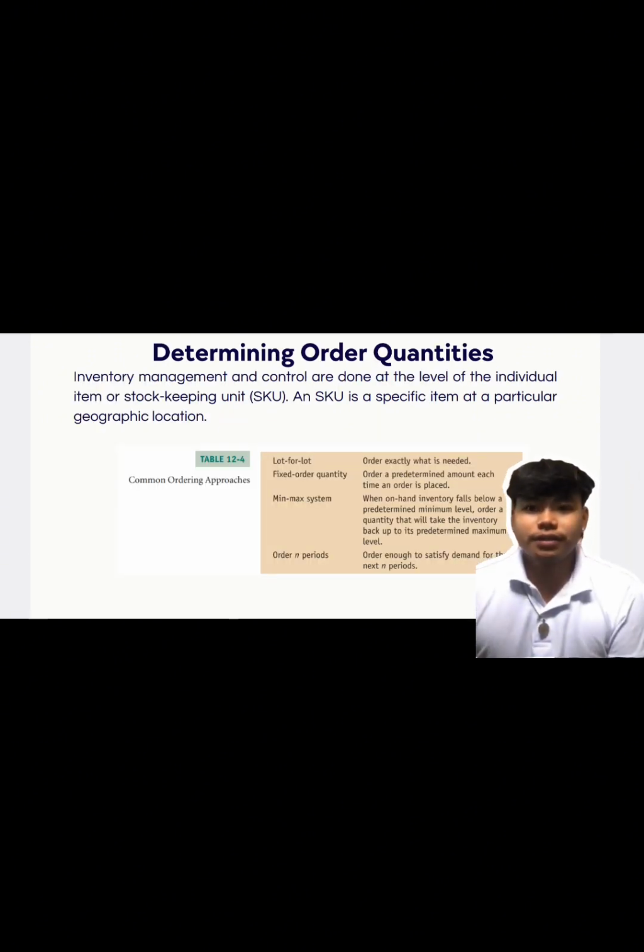Determine order quantities. Inventory management and control are done at the level of the individual item or stock keeping unit, SKU. An SKU is a distinct item at a particular geographic location. Common ordering approach: lot for lot.